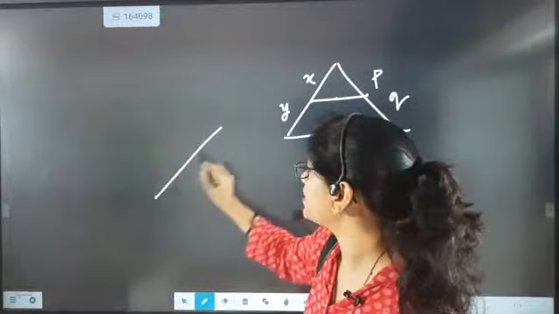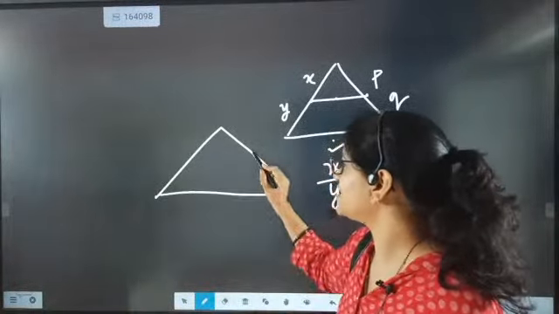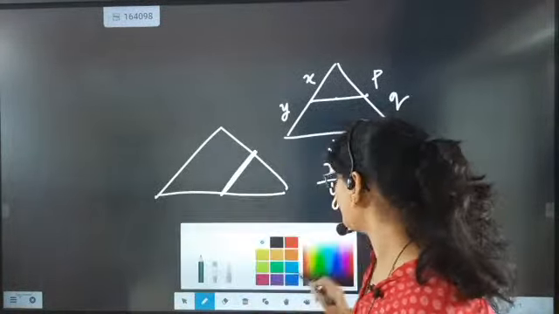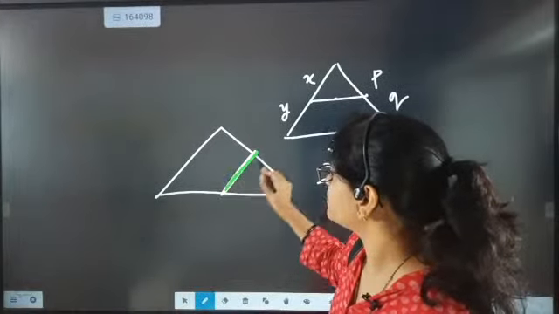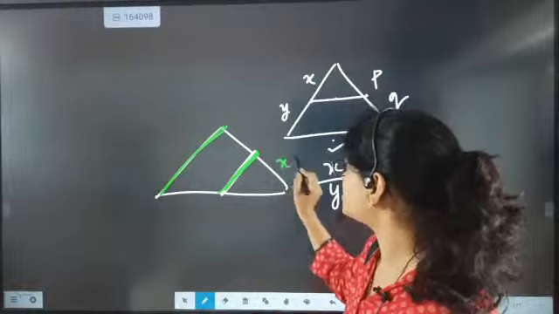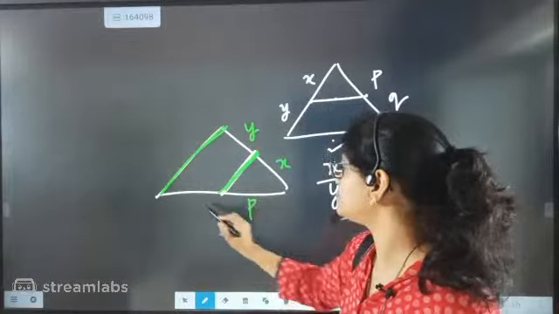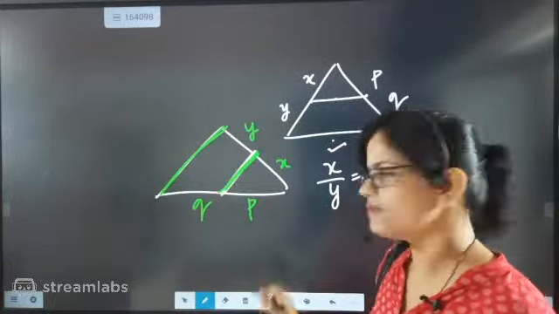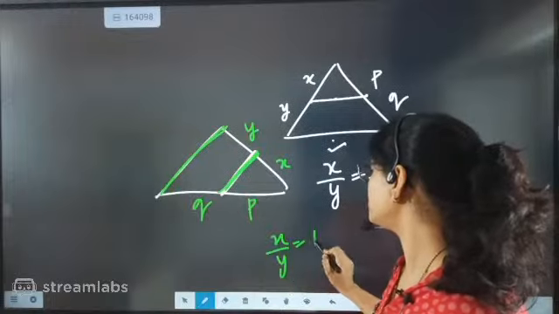Now if somebody draws a triangle again and says this time you tell me which side will be proportional, if this is parallel to this, then you will say very well, just don't think so much. If this is x, this is y, this is p, this is q, then the story is the same: x by y will be equal to p by q.